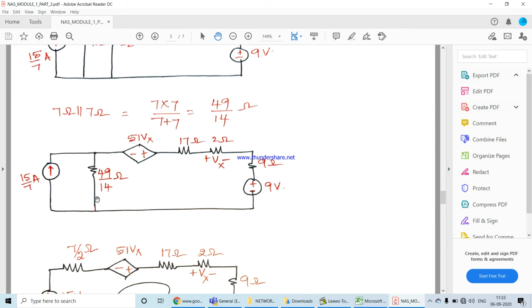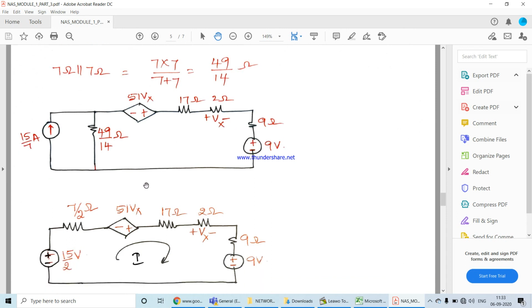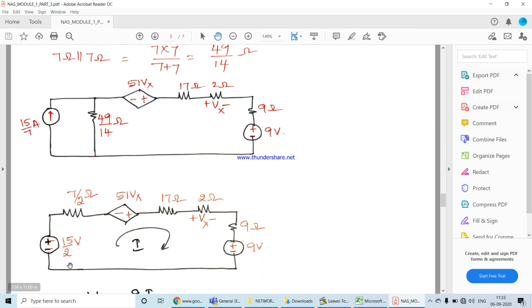So 15 by 7 in parallel with 49 by 14 can be converted into series, where the voltage source is in series with 49 by 14. So 49 by 14 can be written as 7 by 2. Therefore 15 by 7 multiplied by 49 by 14, I get 15 by 2.